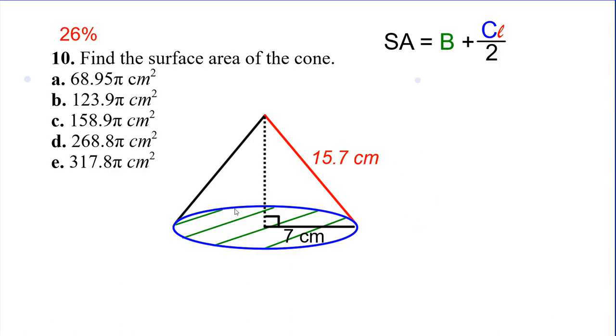All right, find the surface area of the cone. So we're just following the formula. So we have the area of the one base, which is the green base we see here, times the circumference, which is in blue, times the slant height, which is in red. Isn't it nice when I color code everything? What if the test was like that?